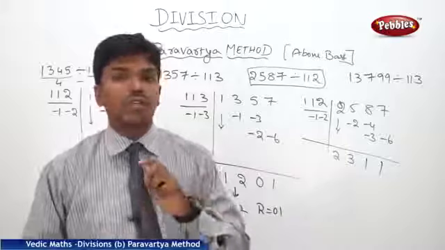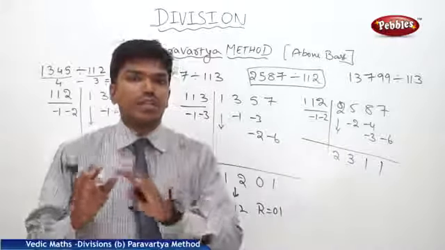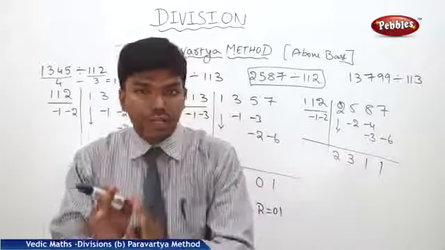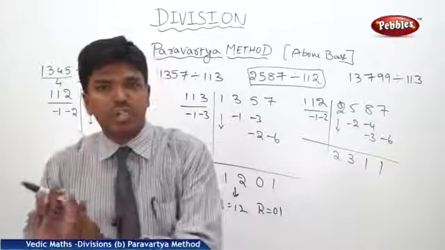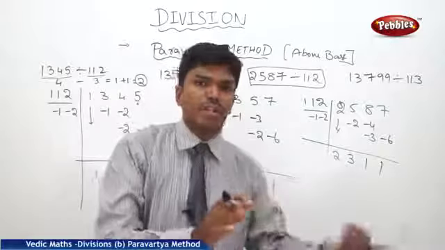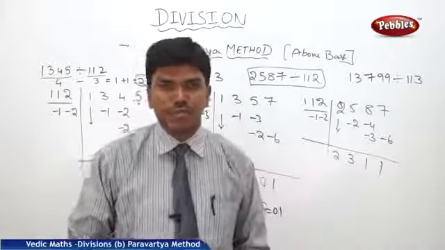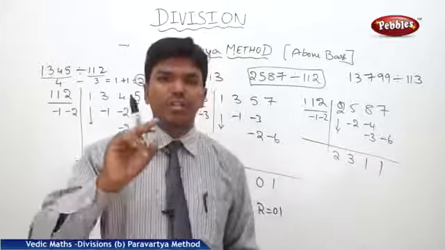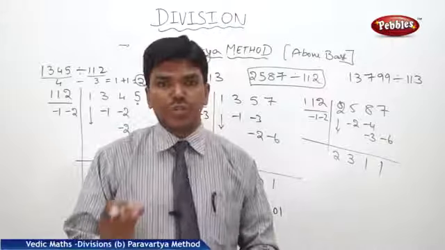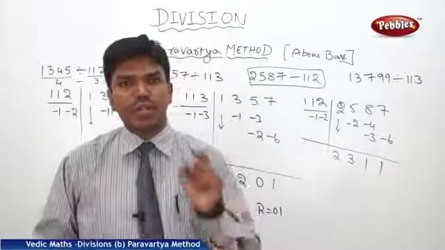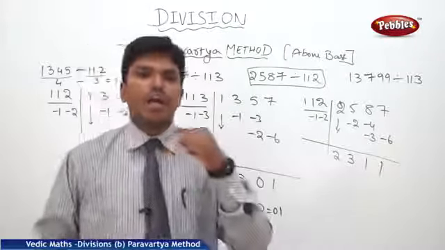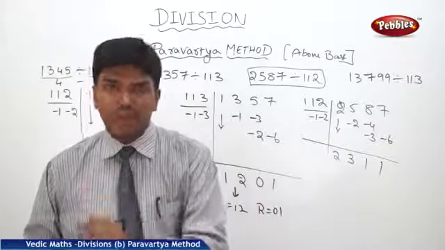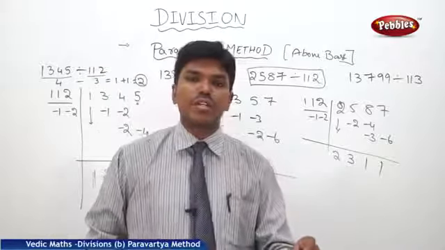So to get the number of digits in the quotient part, take the difference of the number of digits in the dividend and the number of digits in the divisor, plus 1. Once again I repeat, to get the number of digits from the left of the quotient figure, take the difference of the number of digits in the dividend and the number of digits in the divisor.